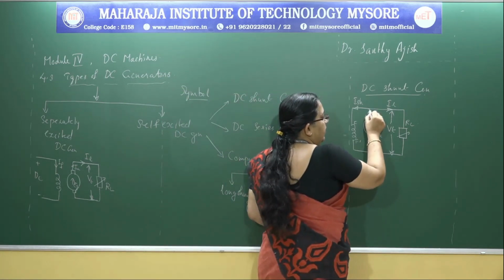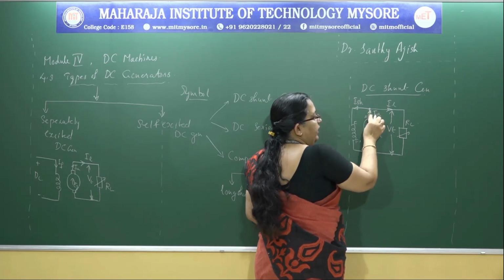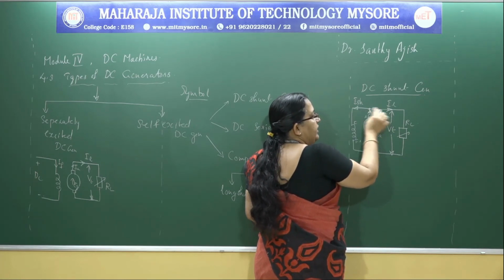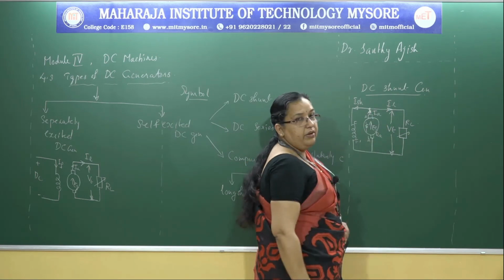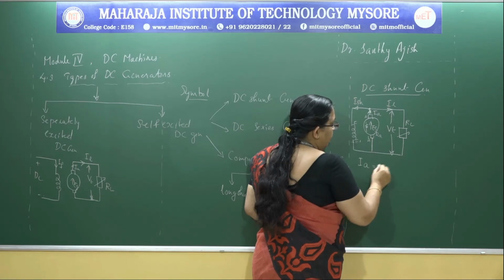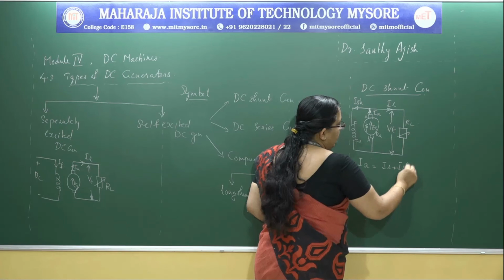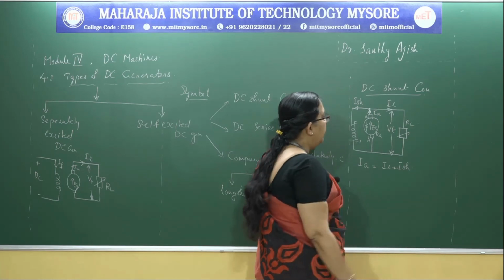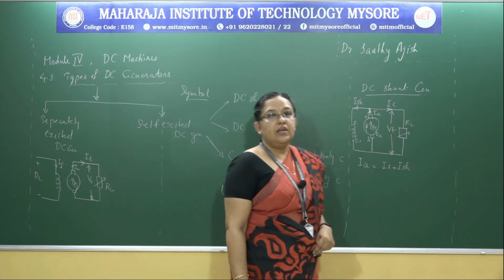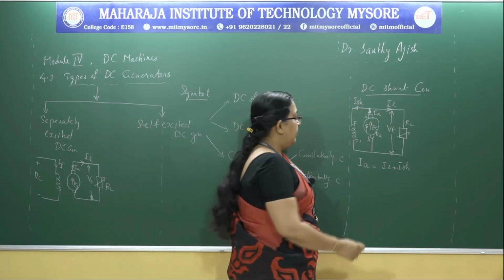If I apply KCL here, the current entering at this node is IA, and ISH and IL are leaving the node. So I can write it as, in this case, IA equals IL plus ISH. IA equals IL plus ISH. ISH represents the shunt field current.